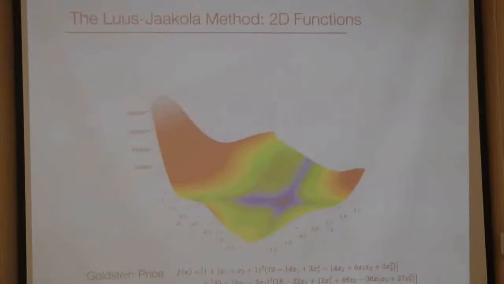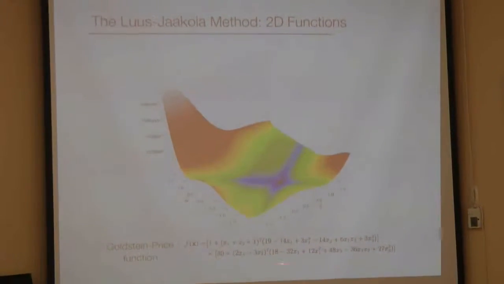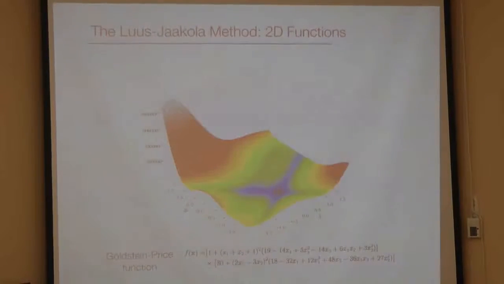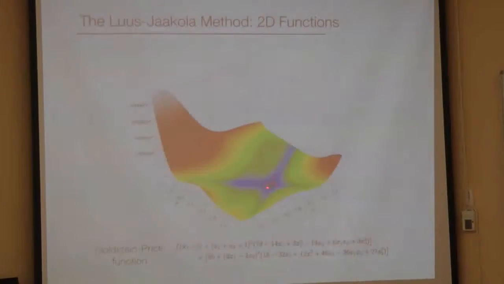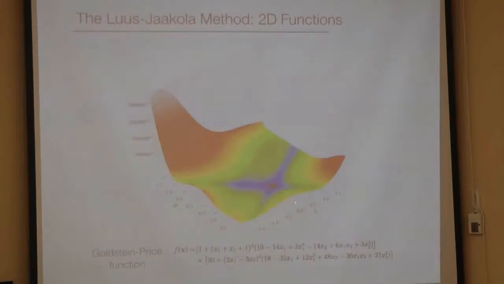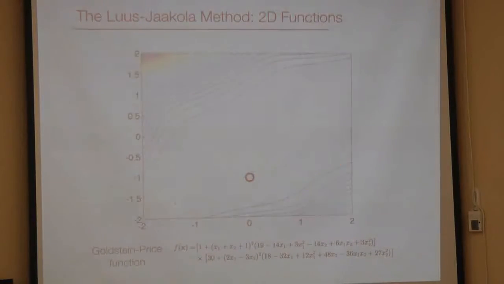So let's suppose we would like to minimize the very standard Goldstein-Price function, which has this nasty analytical expression. This is how the function looks. It is a non-convex function. However, it has a global minimum here at this point, so x is equal to 0 and y is minus 1 or something like that. And we would like to find this point. What the Luus-Jaakola method does is illustrated again on the contour plot. Each of these lines here means that the function value is the same. So the global optimum is here.